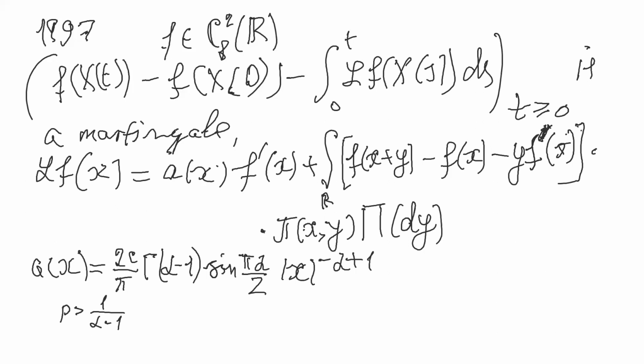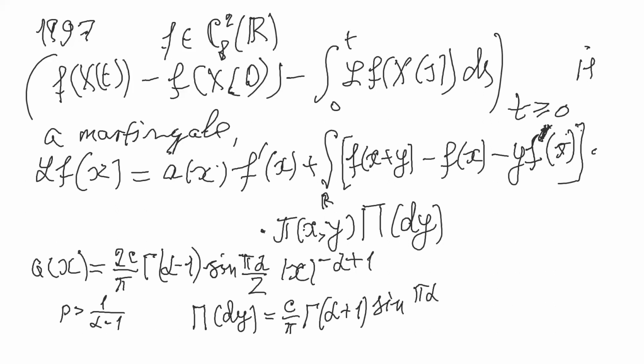And capital pi dy is the Levy measure for the alpha stable symmetric process. It is given by the following expression: C or P gamma of alpha plus 1 sine of pi alpha over 2, absolute value of y to the power minus alpha minus 1 dy. Okay? And the function pi(x,y) could be written as follows.